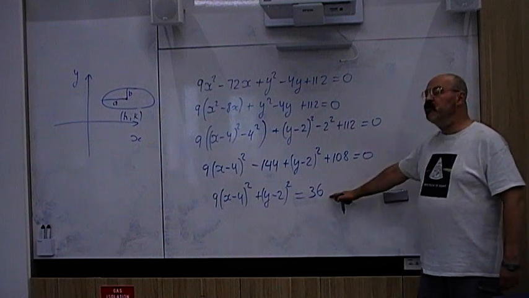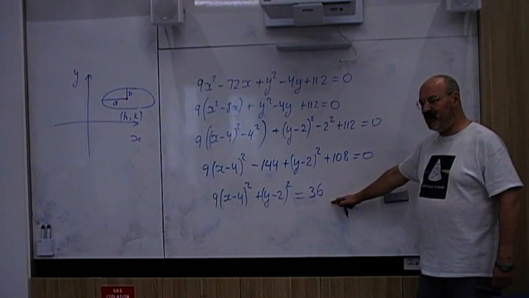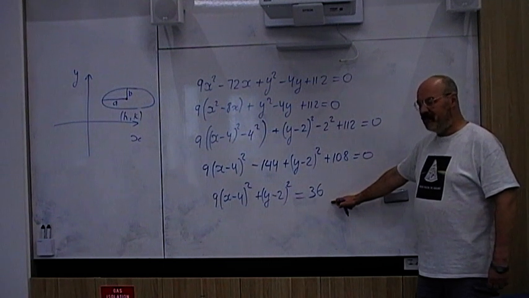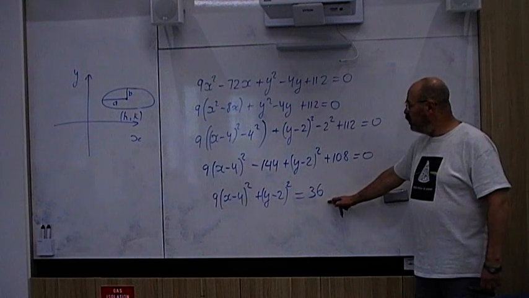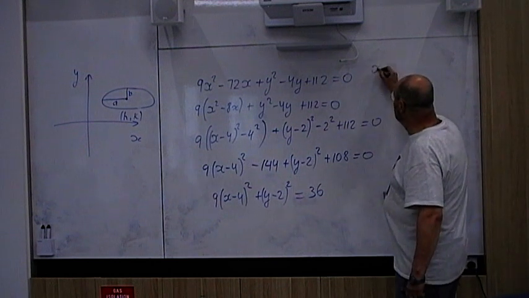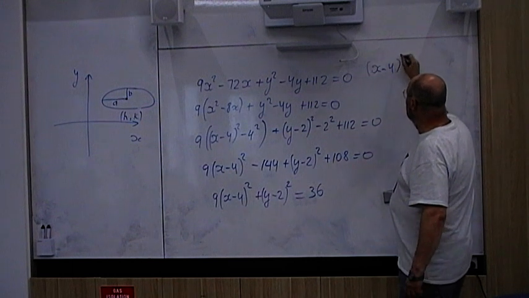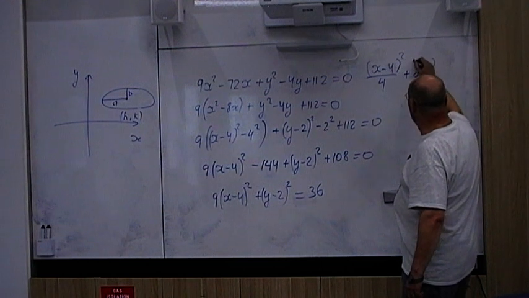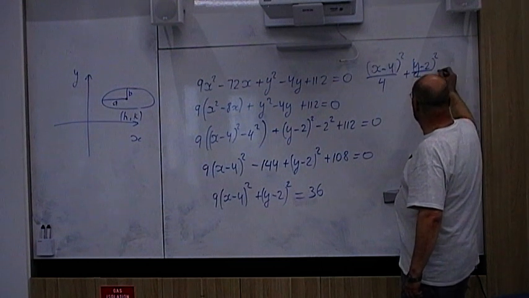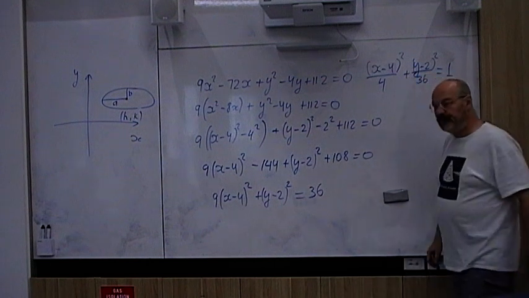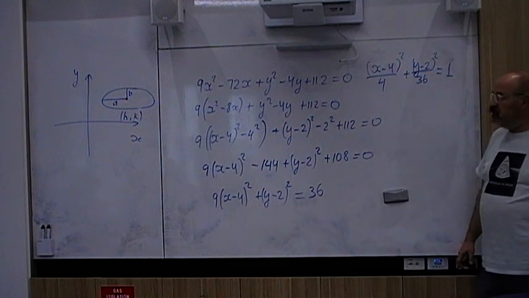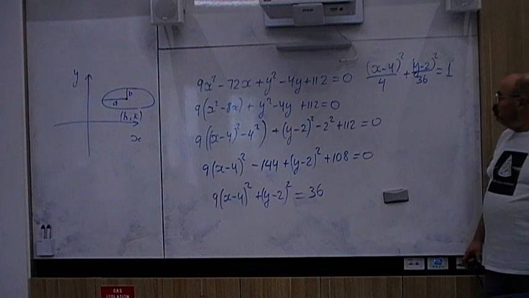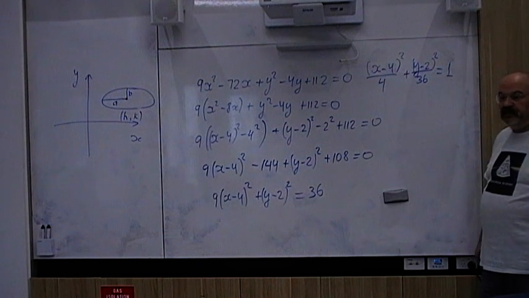Now we divide by 36, we want 1 on the right hand side. It's like the linear expression when you have the x-intercepts form, the same thing. We divide by 36 and we get (x minus 4) squared over 4 plus (y minus 2) squared over 36 equals 1. I divided both sides by 36 to get 1 on the right hand side. So this is the equation of the ellipse.